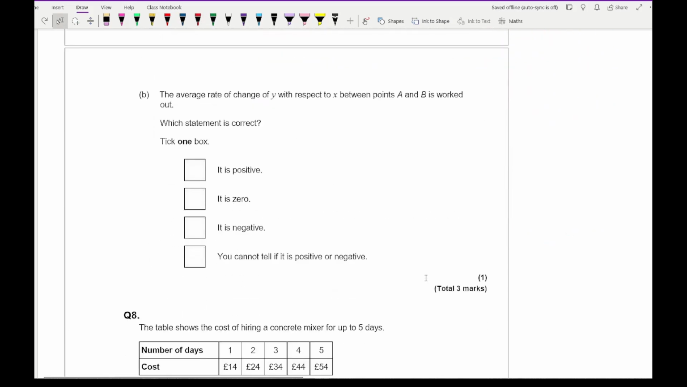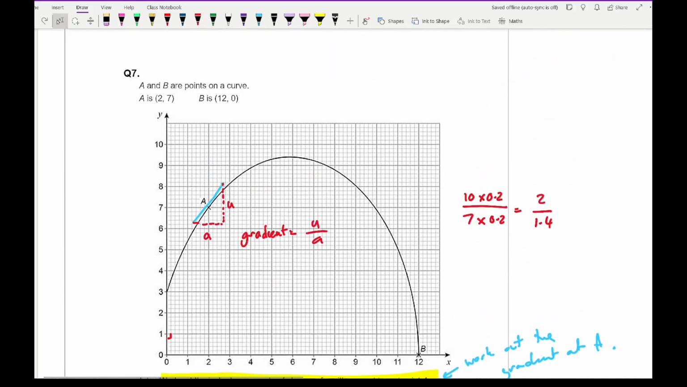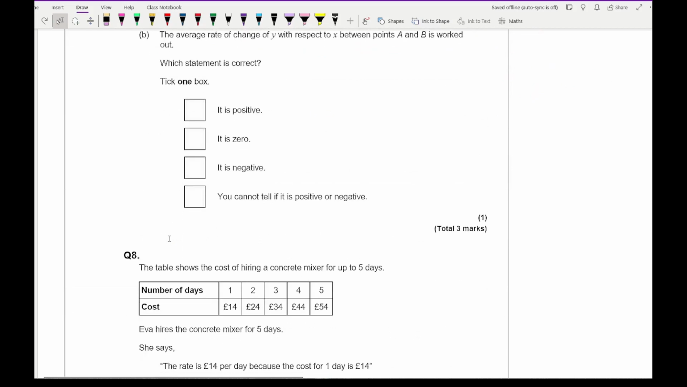Moving on to B, it says the average rate of change of y with respect to x between points A and B is worked out, which statement is true. So again, all it's asking is, what's the average rate of change from A to B? Well, A is here, B is there. If I draw a straight line going from those 2 points, you can see there I'm going to have a negative gradient. So then it's going to be negative.